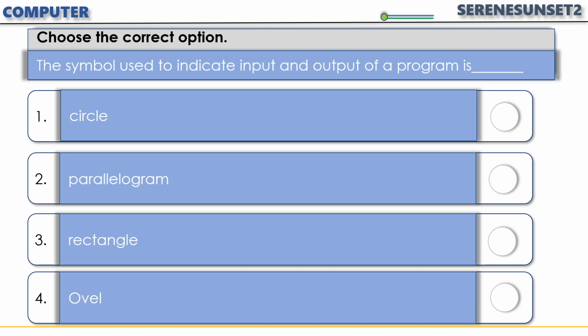The symbol used to indicate input and output of a program is: options, circle, parallelogram, rectangle, oval. Answer: parallelogram. The symbol used to indicate input and output of a program is a parallelogram.